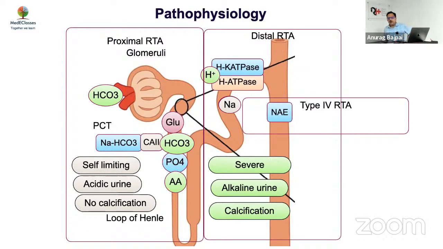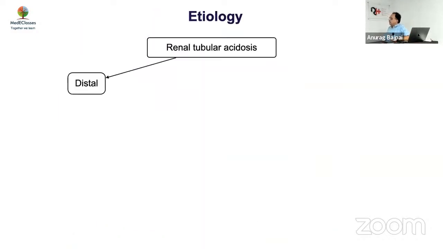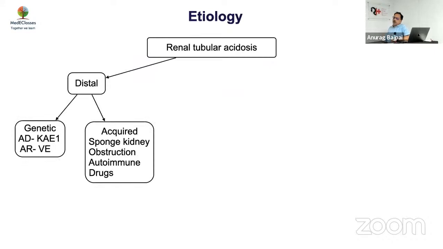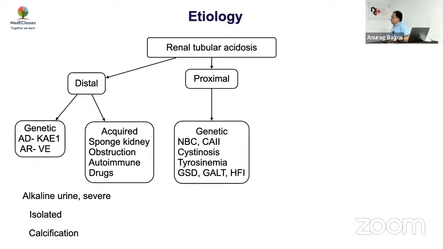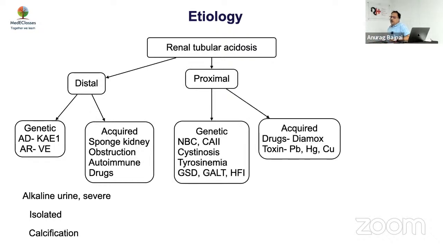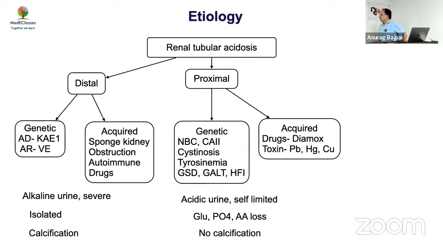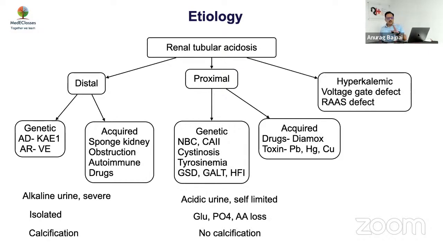We'll not talk about type 4 RTA, which is more of an aldosterone problem than the hyperkalemic form. So RTA could be distal because of genetic defects, acquired defects, alkaline urine, severe form, may be isolated with calcification. One very common association of distal RTA is deafness. So whenever you have a child with rickets, always ask about deafness as an important parameter. Proximal, which can be genetic or part of acquired drugs, and it is acidic urine, self-limiting in that perspective. There will be no calcification. And then finally, we have hyperkalemic, which is rare and mild in that perspective.